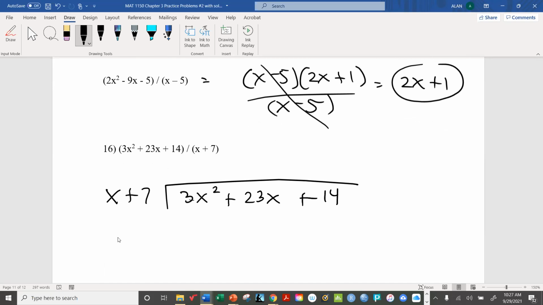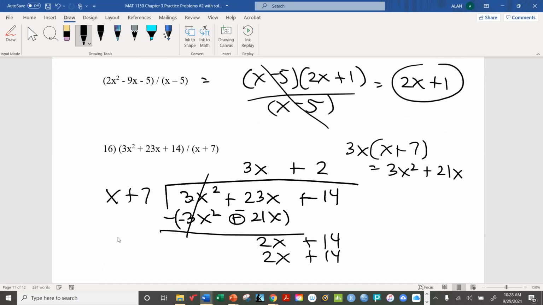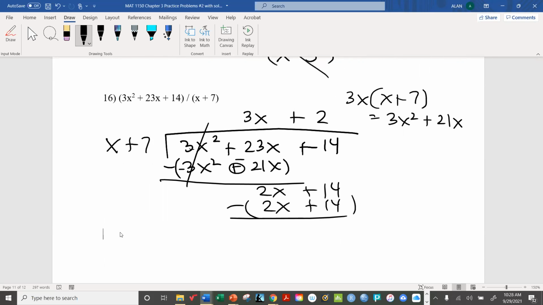So we've got 3, let's try 3x, because when you multiply that out, 3x squared. So we'll subtract and subtract. These drop out, 2x plus 14, and then we have 2. These both drop out. And so this is another case where we've got an exact solution. The quotient is 3x plus 2. The remainder is 0.